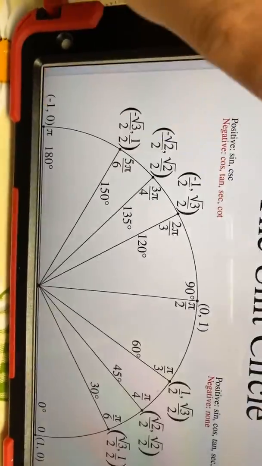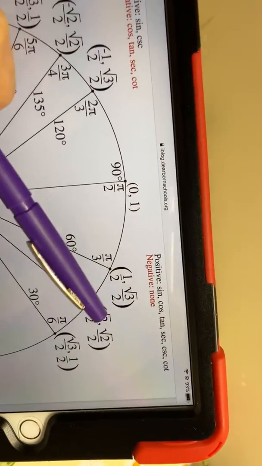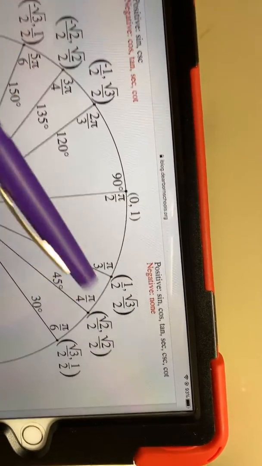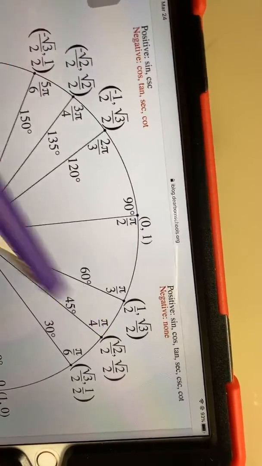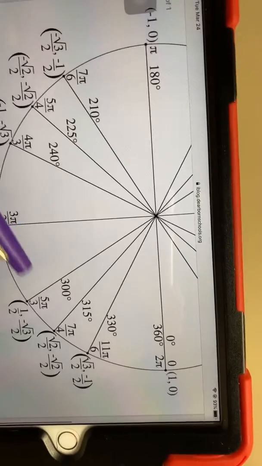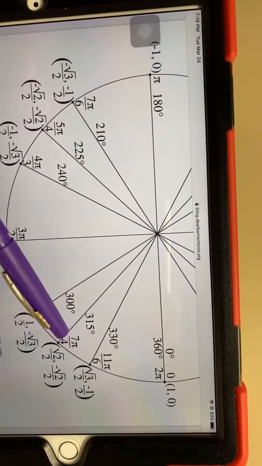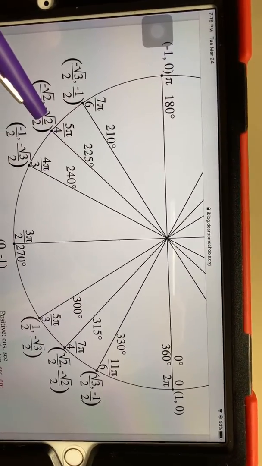So basically, let me show you on the unit circle which 4 we got. We got the 4 that have sine equals square root of 2 over 2. So those 2 angles. And sine equals negative square root of 2 over 2. This angle is 7 pi over 4 and 5 pi over 4.